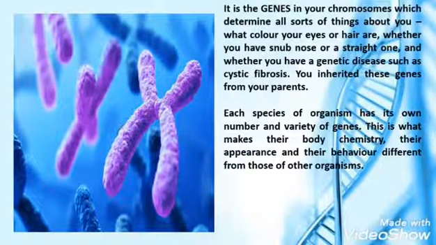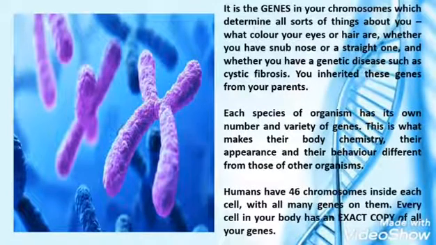Each species of organism has its own number and variety of genes. This is what makes their body chemistry, their appearance, and their behavior different from those of other organisms. This explains why human beings are different from plants and from other animals. Humans have a large number of genes. You have 46 chromosomes inside each of your cells, all with many genes on them.